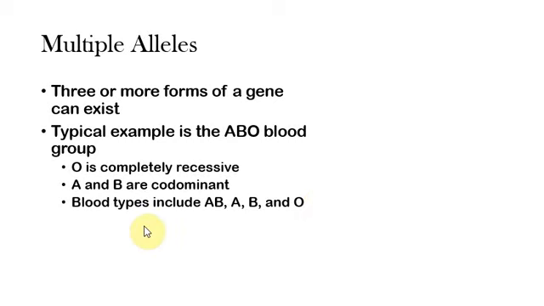You can actually still use a Punnett square for this, but you can have more than just homozygous dominant, heterozygous, and homozygous recessive, because you could have different combinations of different alleles.